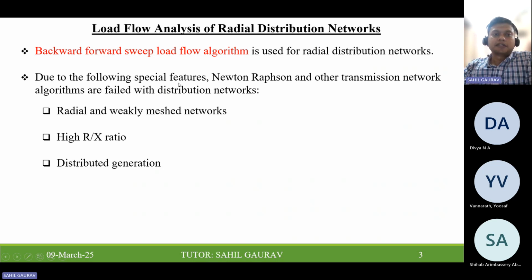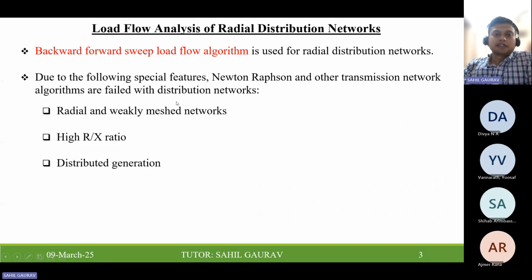Why is this algorithm required? We cannot perform the Newton-Raphson method or other transmission network algorithms like the Gauss-Seidel method and fast decoupled algorithms. There are many algorithms that we use in transmission networks, but we cannot apply them in distribution networks. Due to some special characteristics of distribution networks, these algorithms fail. These characteristics are the radial nature of distribution networks, or you can say weakly meshed networks, and the high R/X ratio. Also, due to distributed generation, we cannot apply the Newton-Raphson or Gauss-Seidel methods that we apply in transmission network algorithms.